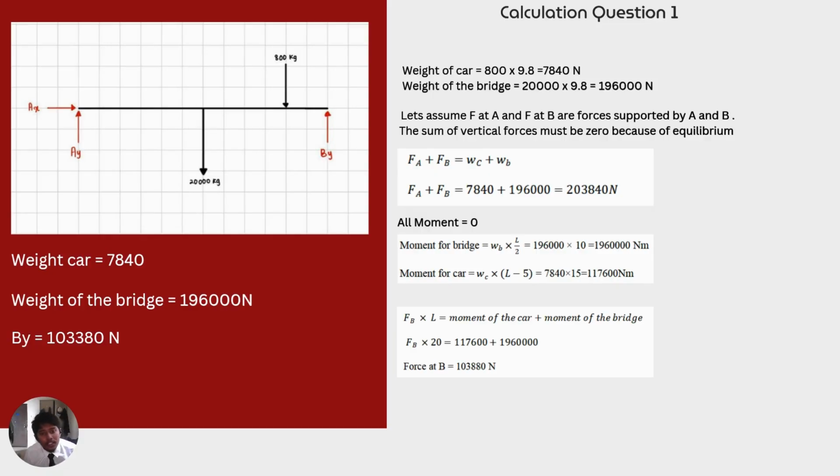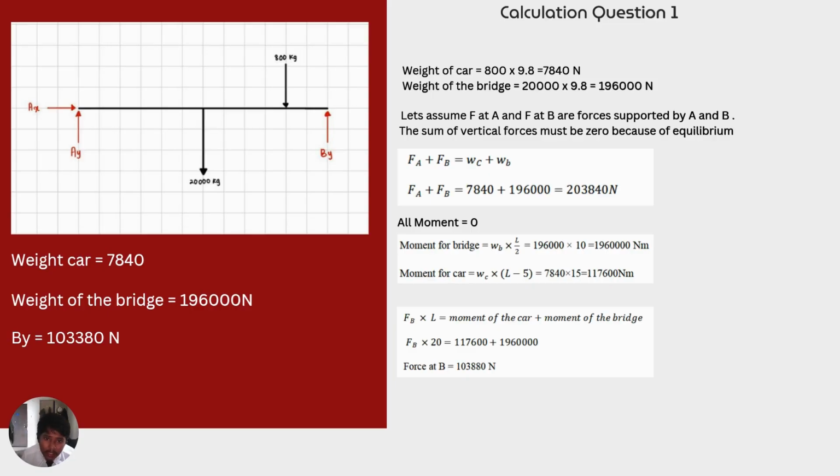After that, we can take the moment about B for the weight of the bridge and the weight of the car. The moment of the bridge is 1,960,000 and the moment of the car is 117,600 Newton meter. We convert into moment by multiplying the weight and the length.